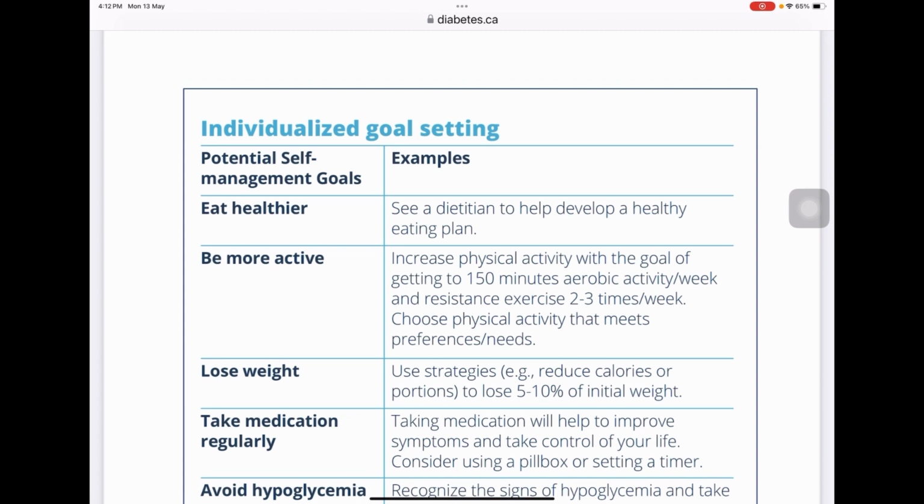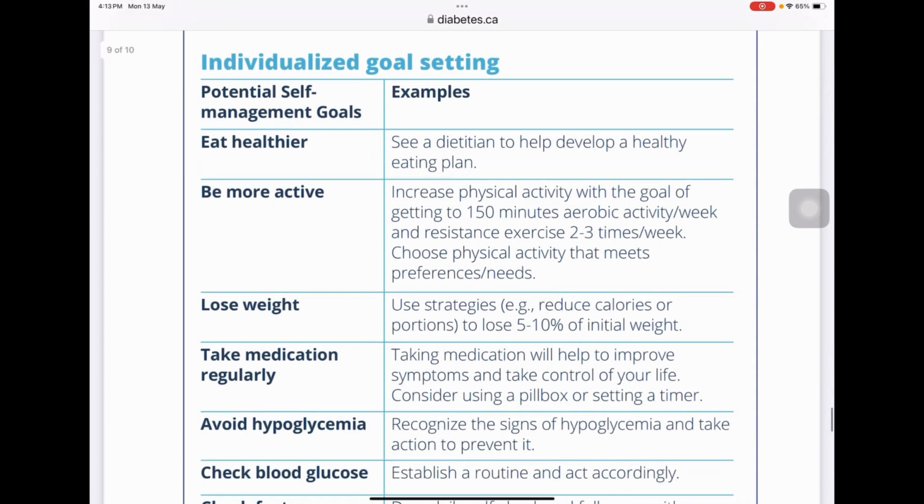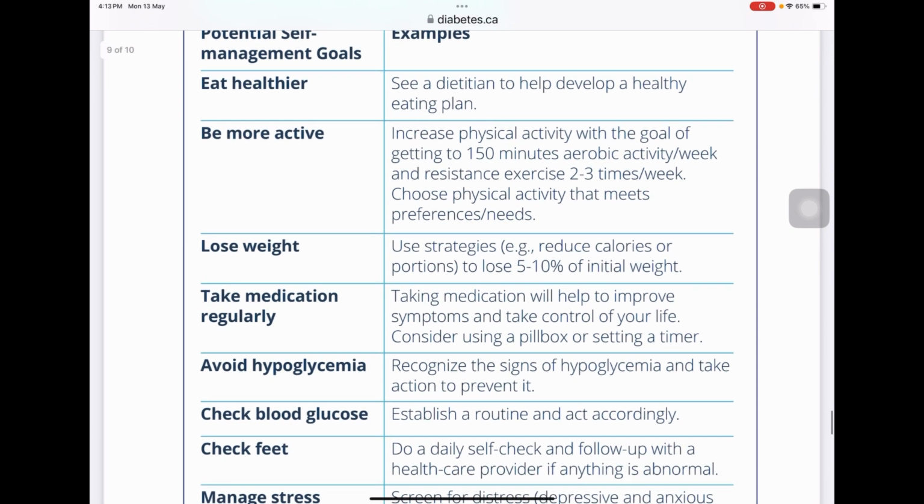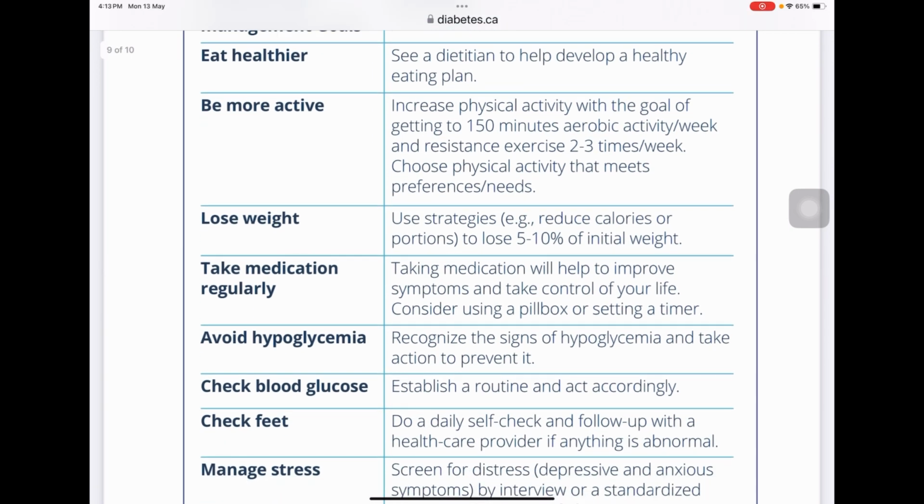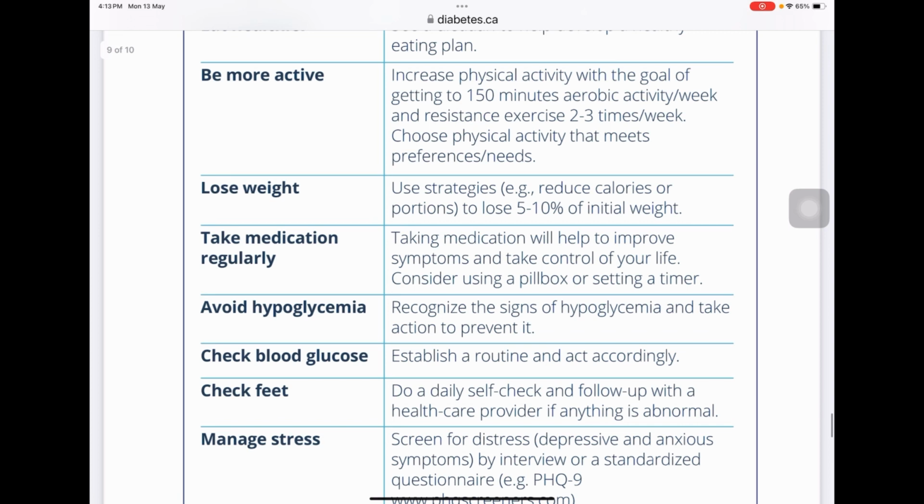Be more active, increasing physical activity with a goal of getting to 150 minutes of aerobic activity per week. Resistance exercise, 2 to 3 sessions per week. Choose physical activity that meets the preferences and needs. Lose weight, use strategies to lose 5 to 10% of the initial body weight. Take medications regularly. Taking medications will help you improve symptoms and control of your life.